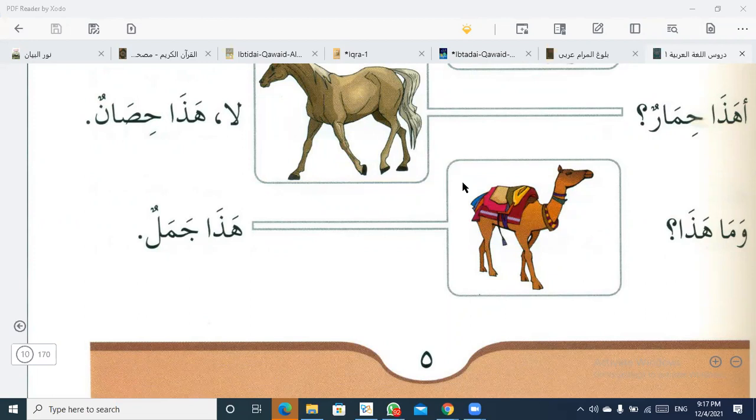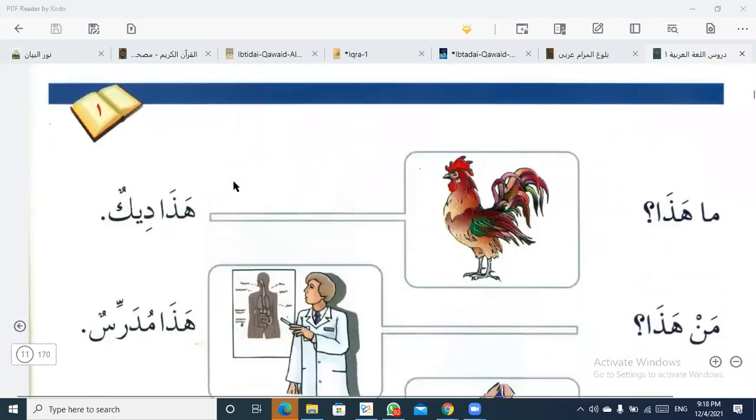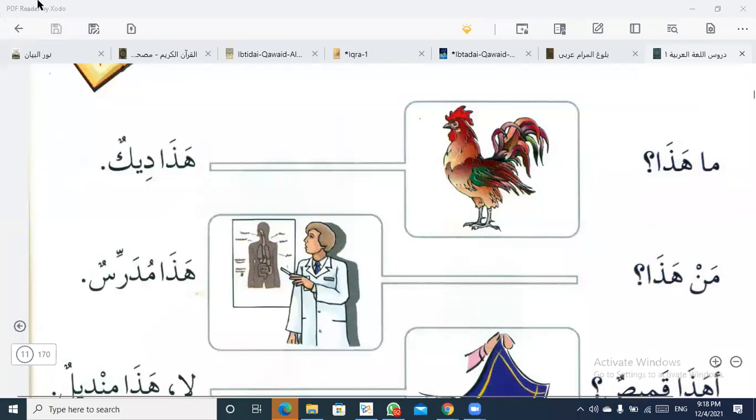Wama haza. Wama haza means or, ya in English, and. Acha. No, wama haza. Or ye kya hai? And what is this? Or ye kya hai? Wama haza. Or ye kya hai? Haza jamalun. Ye oont hai. Okay. Next sister.